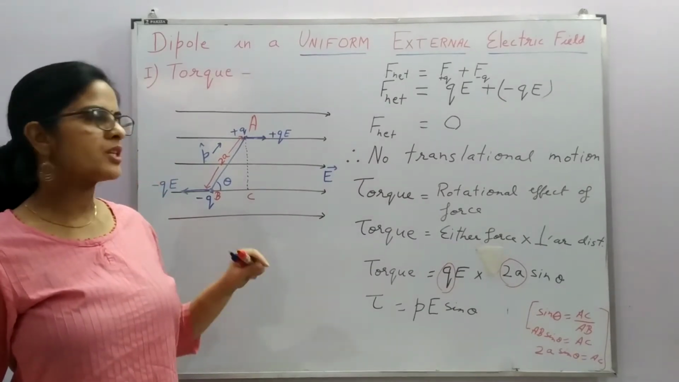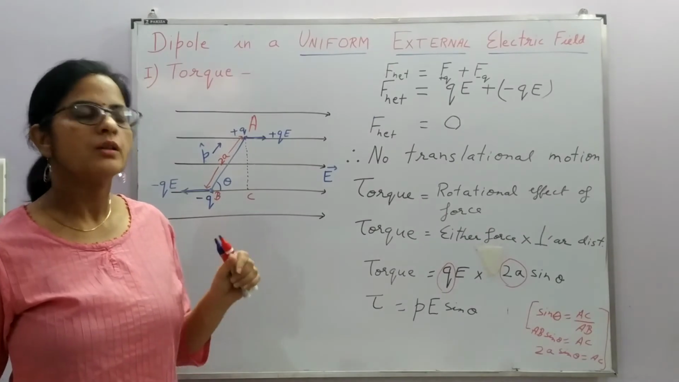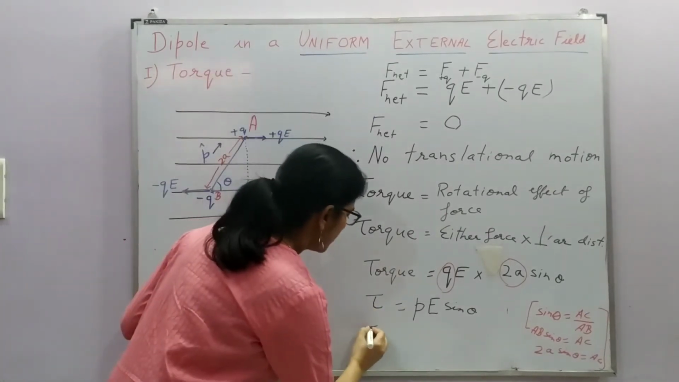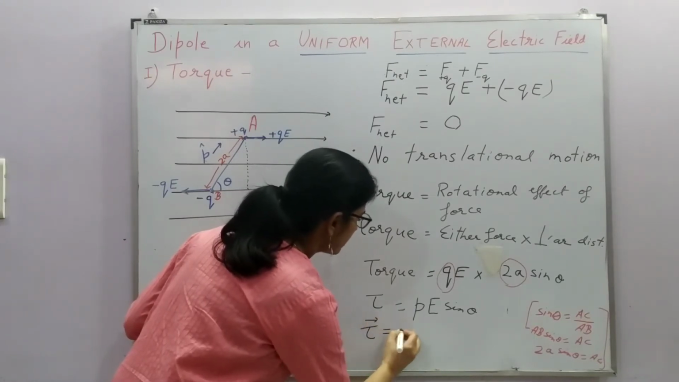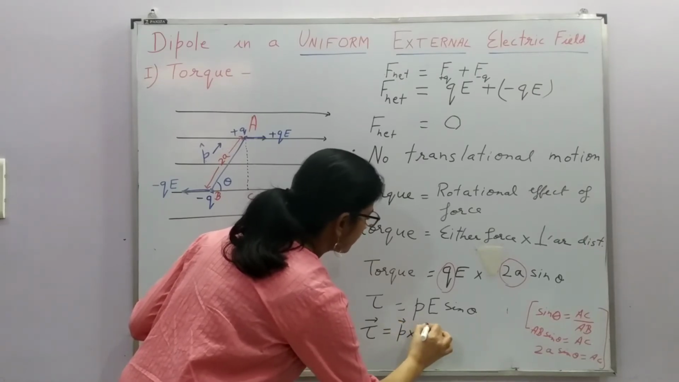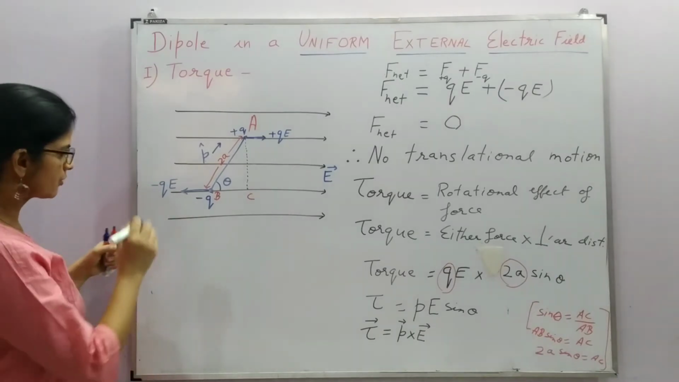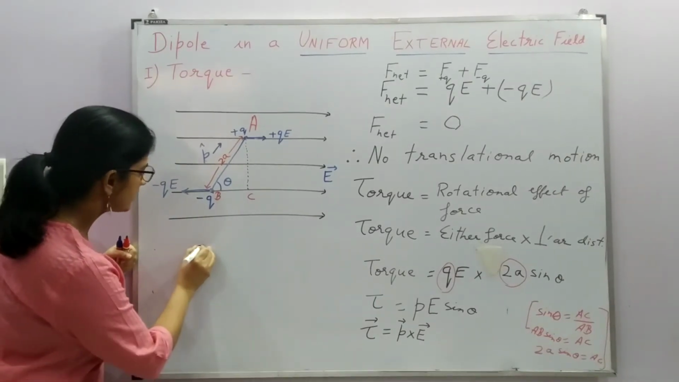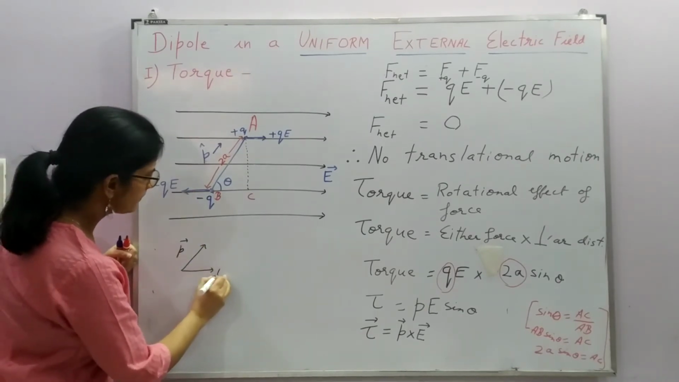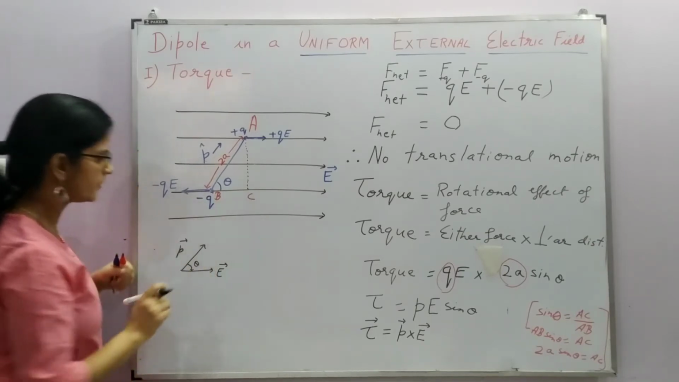But as observed, the direction of torque is there. So that's why torque is a vector quantity. So we can say that in vector terms, this can be written as P cross E, where the direction of torque is given by the right hand screw rule. Let's consider this is the P vector from the figure and this is the E vector from the figure, and this angle is theta.